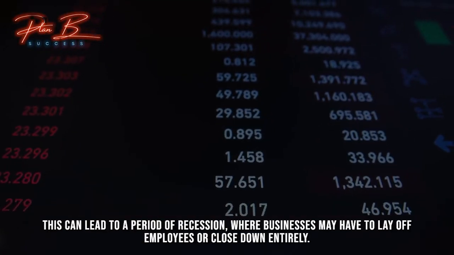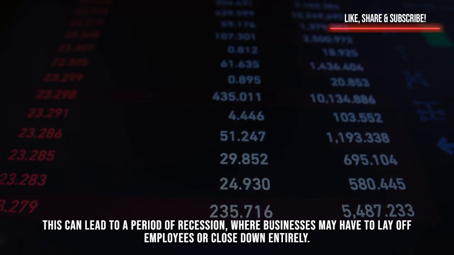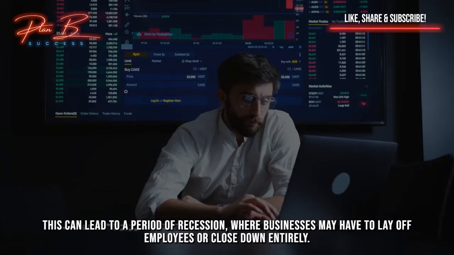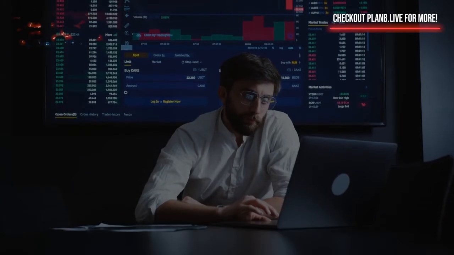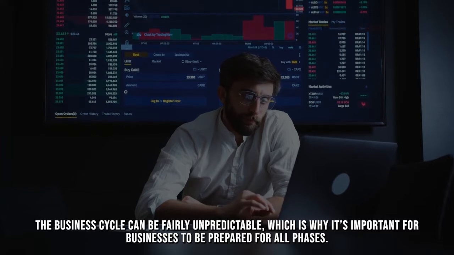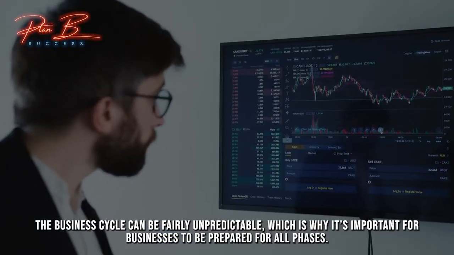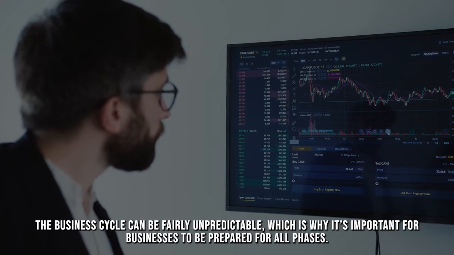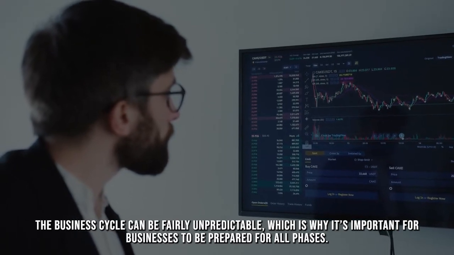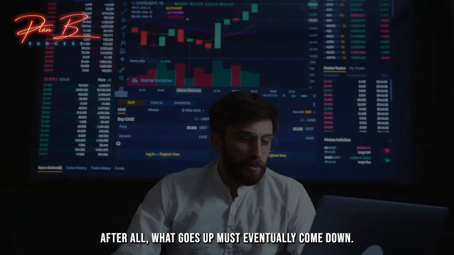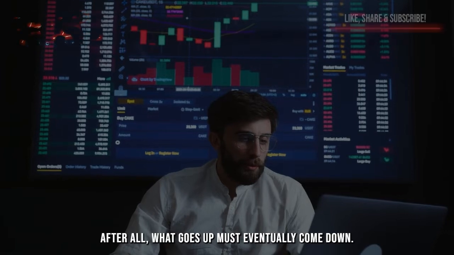This can lead to a period of recession, where businesses may have to lay off employees or close down entirely. The business cycle can be fairly unpredictable, which is why it's important for businesses to be prepared for all phases. After all, what goes up must eventually come down.